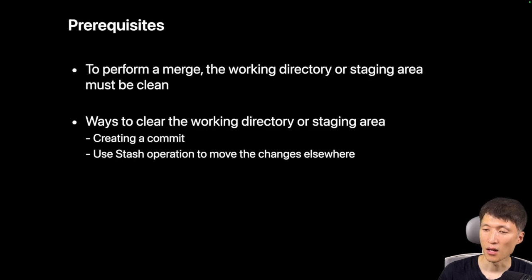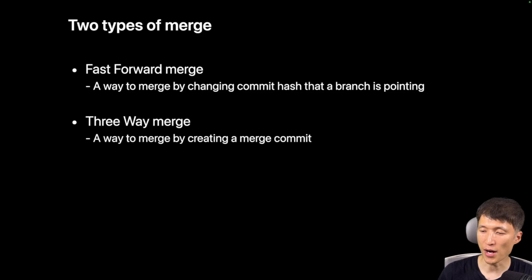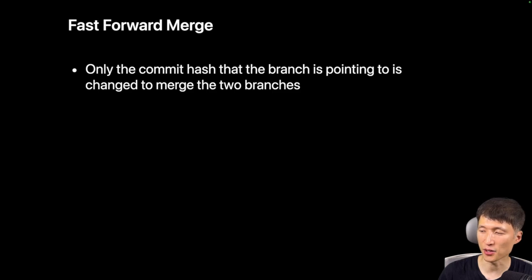There are two types of merges, fast-forward merge and three-way merge. A fast-forward merge updates the branch pointer to the new commit hash without creating a new commit. A three-way merge creates a new merge commit to represent the merged state. Let's take a close look at how each merge method works. First, let's look at fast-forward merge. A fast-forward merge merges two branches by simply updating the branch pointer to the new commit hash.